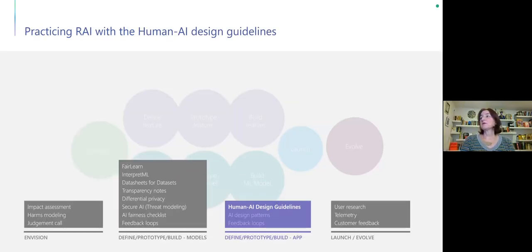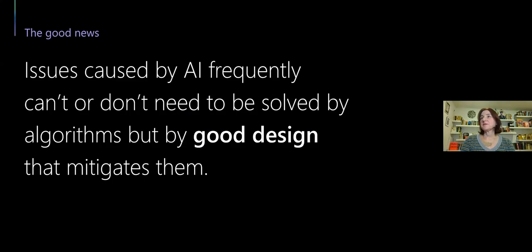So let's go back to the Human AI Design Guidelines. The good news is that issues caused by AI frequently can't be, or don't need to be, solved by algorithms alone, but by good design that mitigates them.